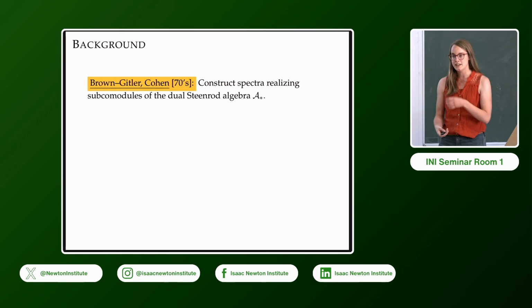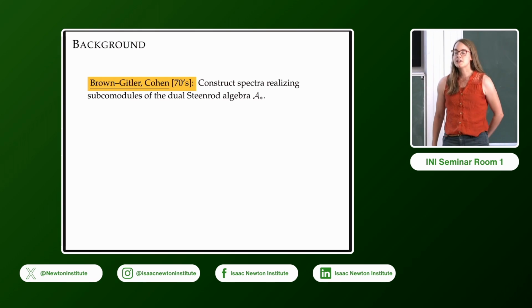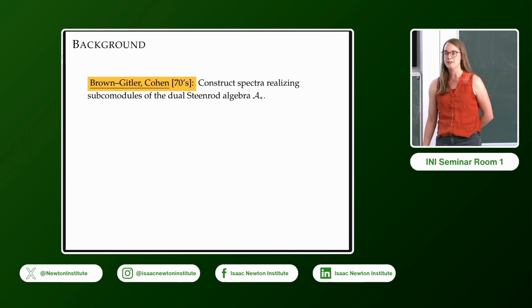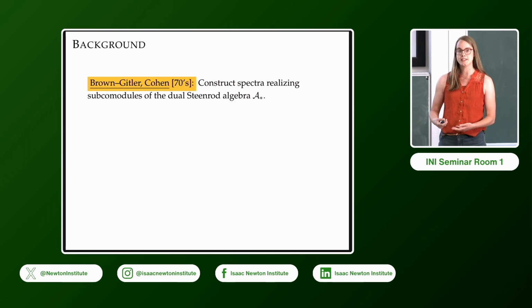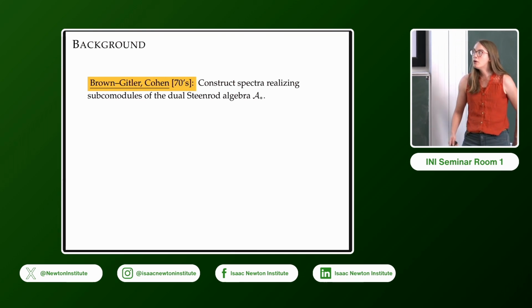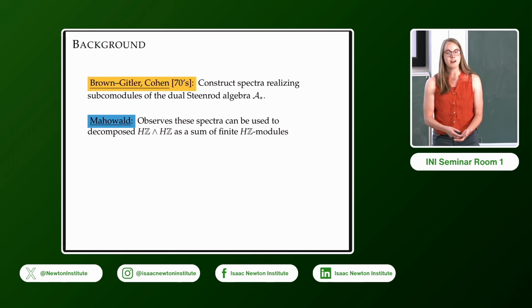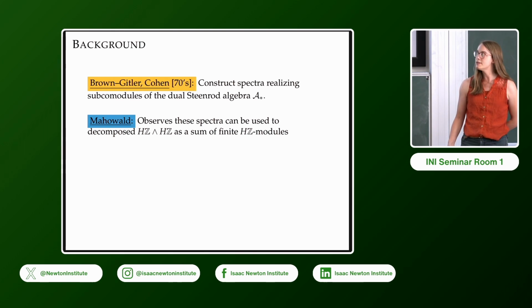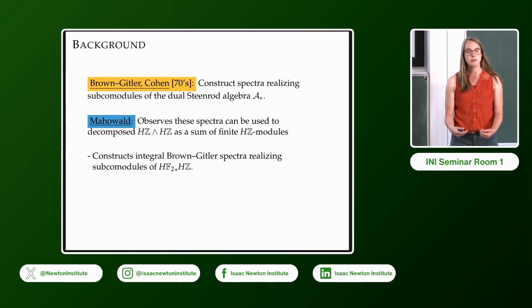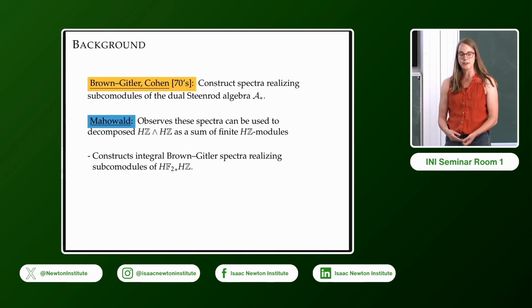Brown and Gitler constructed what are now called Brown-Gitler spectra, which are spectra realizing certain subcomodules of the dual Steenrod algebra. And while these were constructed with the intentions of being very useful in studying immersions of manifolds, Mahowald realized that these spectra are indeed very helpful in homotopy computations. So for instance, he observed that these can be used to decompose HF2 smash HF2 in terms of a finite sum of HF2 modules, and also constructed an integral analog of Brown-Gitler spectra.